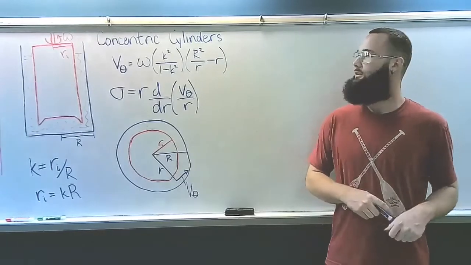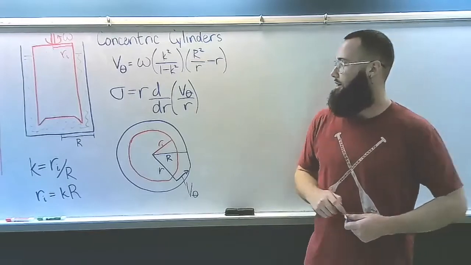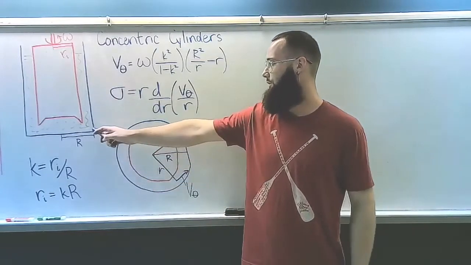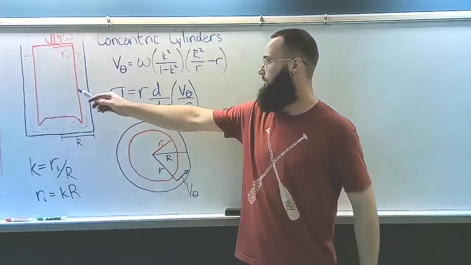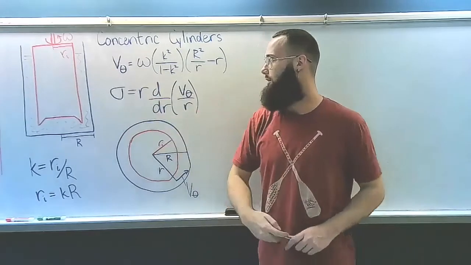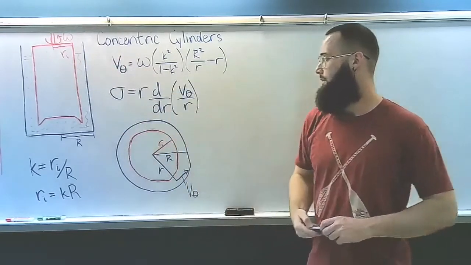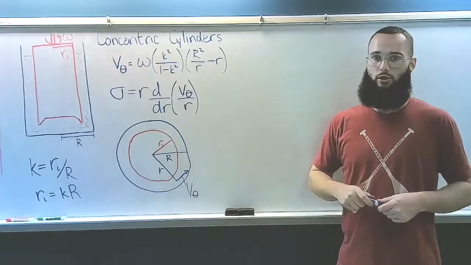So the first topic that we're going to jump right into is concentric cylinders. As you can see, we have a pair of concentric cylinders here. The large cylinder with a radius of big R will be stationary, and the inner cylinder with a radius of R sub I will be turned to some angular frequency omega. And when this is turned to some angular frequency, it will have a torque on it.